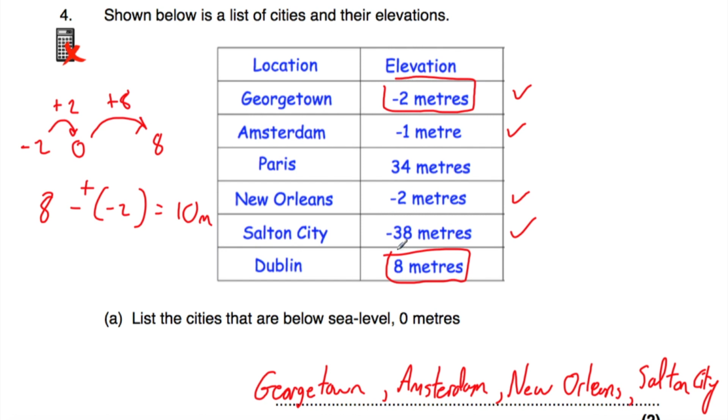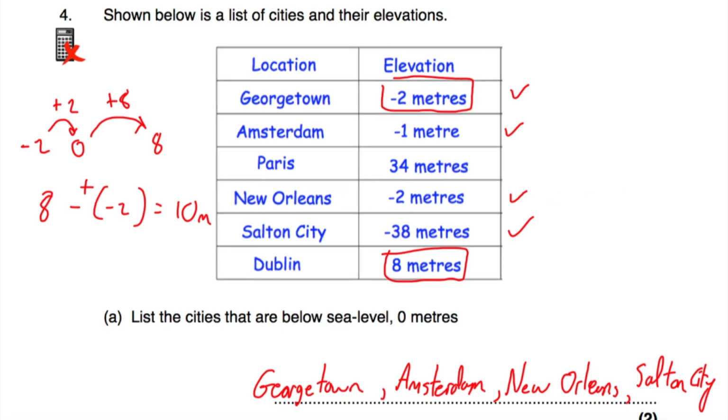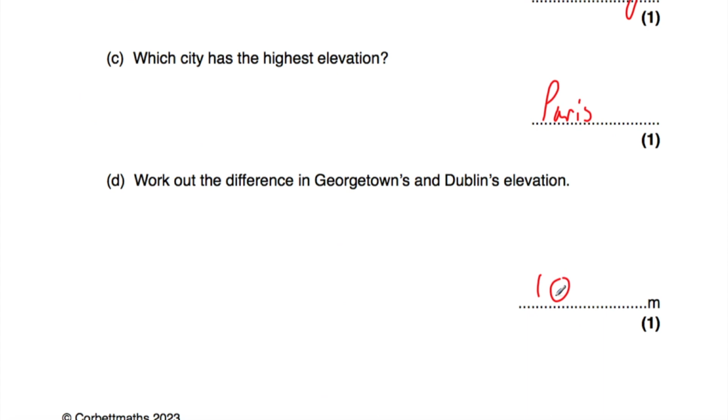So that means the difference between those two elevations is 10 meters. So let's write that down: 10 meters, and that's it. Okay, let's look at our next question.